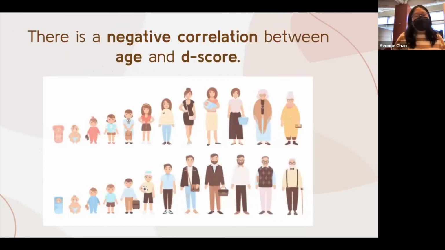I also observed that there was a negative correlation between age and D-score. Older participants tended to have stronger biases than younger participants of each demographic group. Younger participants maybe were more likely to be less biased.